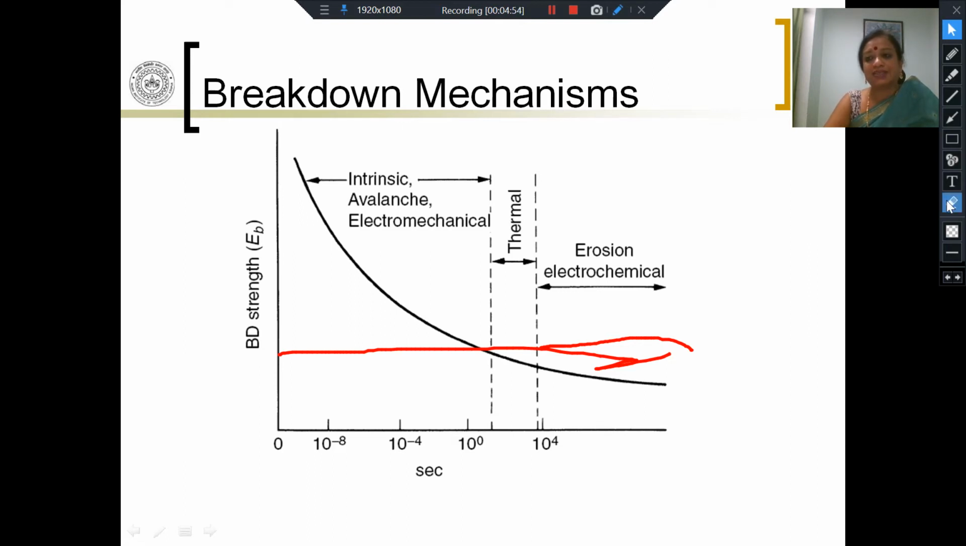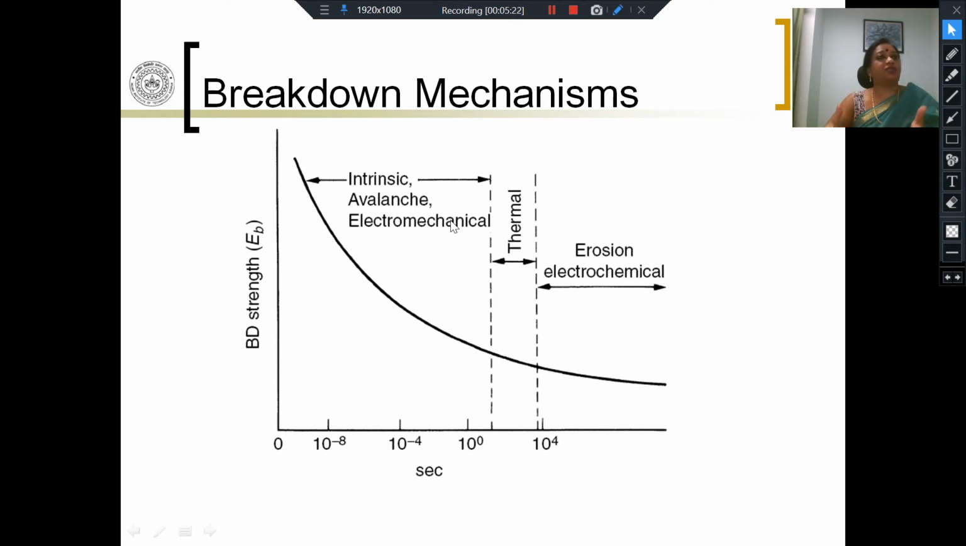So the point is that a particular value of the applied stress, which may not be problematic at small times, may be problematic at longer times. The reason that this particular stress does not cause breakdown at short times but causes breakdown at longer times is because of the particular mechanism involved.